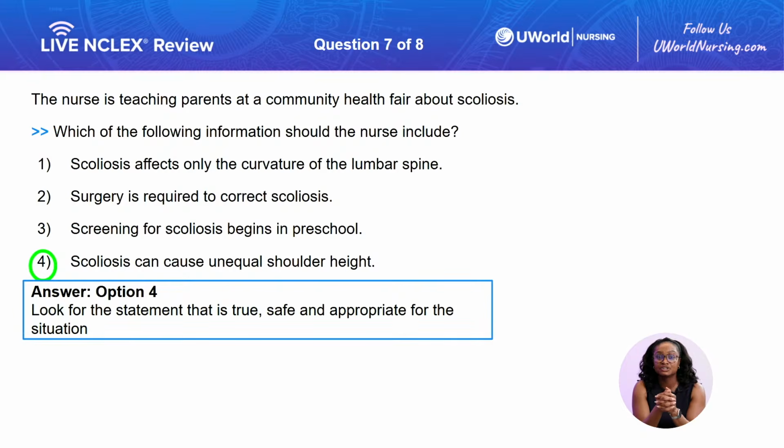And then option 3, screening for scoliosis begins in preschool. This is incorrect because screening for scoliosis actually occurs usually during their adolescent years. Think of the growth spurt years. That's when you have that rapid growth in a client. You have sometimes the unequal growth of certain bones in their body. So that would be the perfect time to start assessing the curvature and the growth of the spine. So that usually happens at adolescence. Preschool is way, way, way too early. Although sometimes they do get a little bit of a growth spurt then, their biggest growth spurt is usually in their adolescent years.